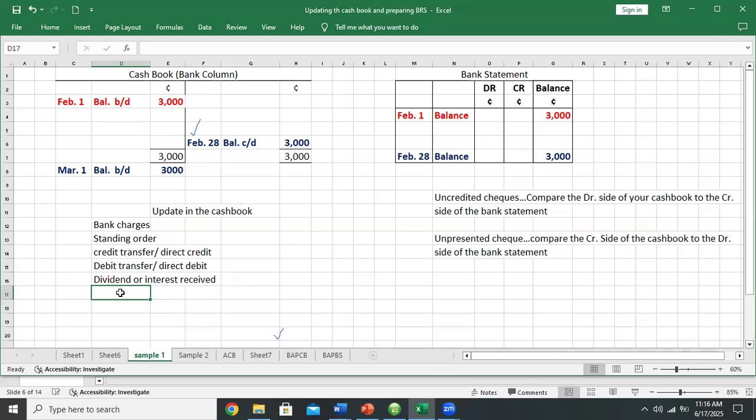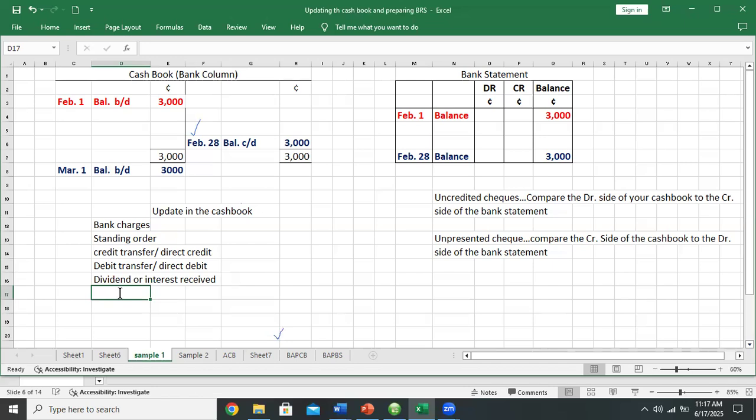The next one, I think one is skipping me. 1, 2, 3, 4, 5, 6, 7. So the next 3, we have errors made by the bank and errors made by the bookkeeper, and there's a last item.